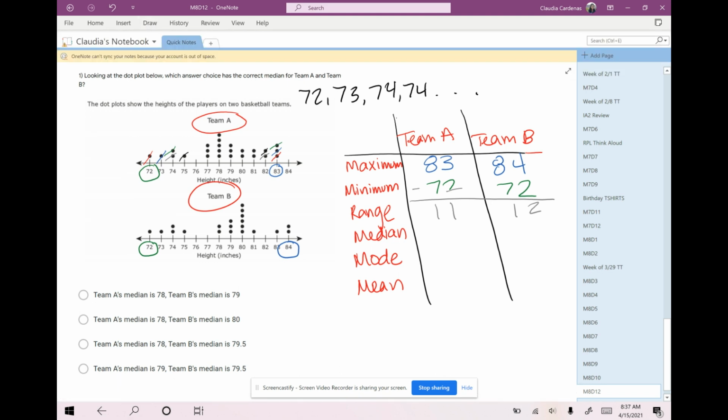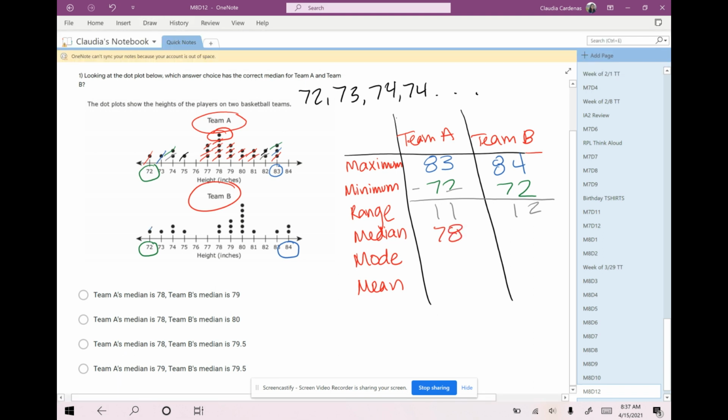I think we get the idea, so I'm going to go a little bit faster. 6 and 6, 7 and 7, 8 and 8, 9 and 9, 10 and 10, 11 and 11, 12 and 12, and I'm left with this dot point up here, which would make the median 78.